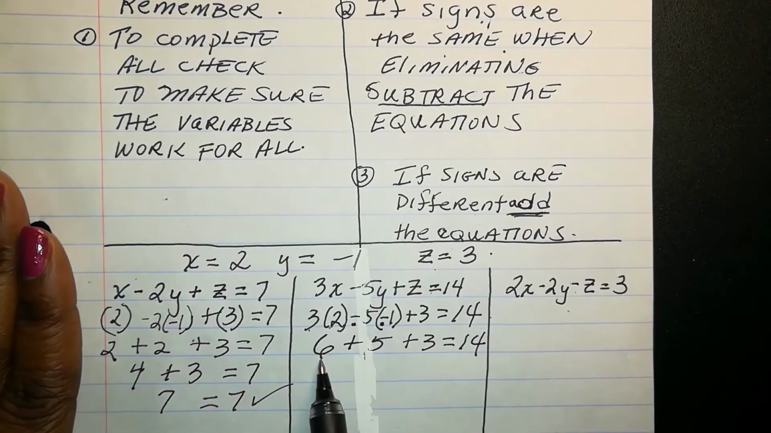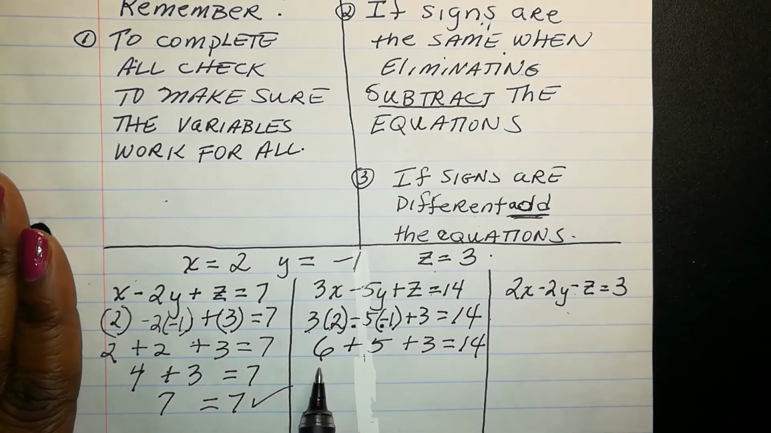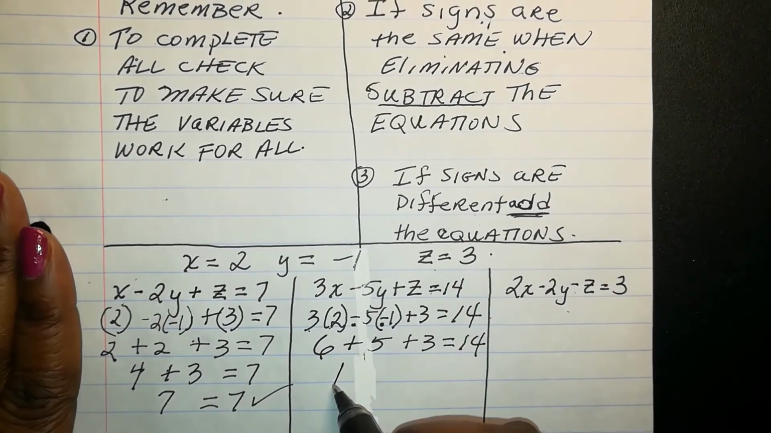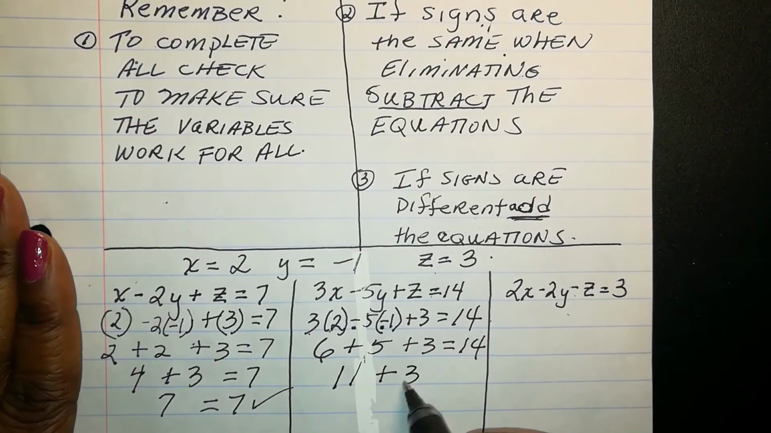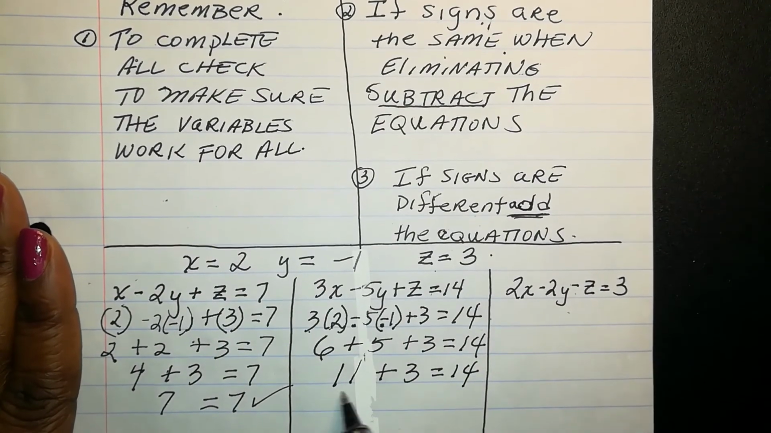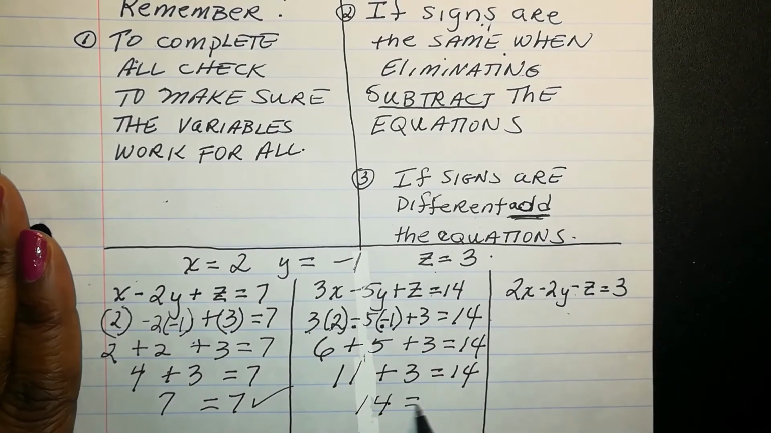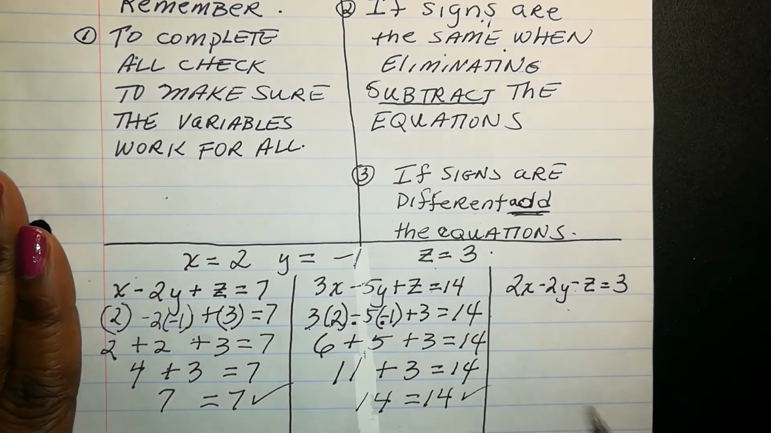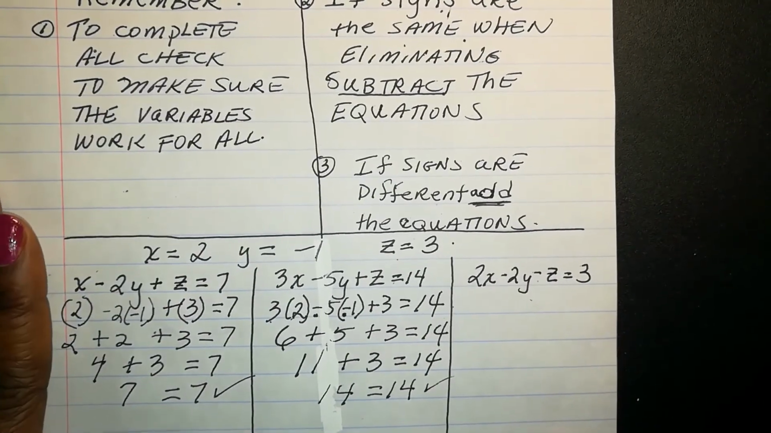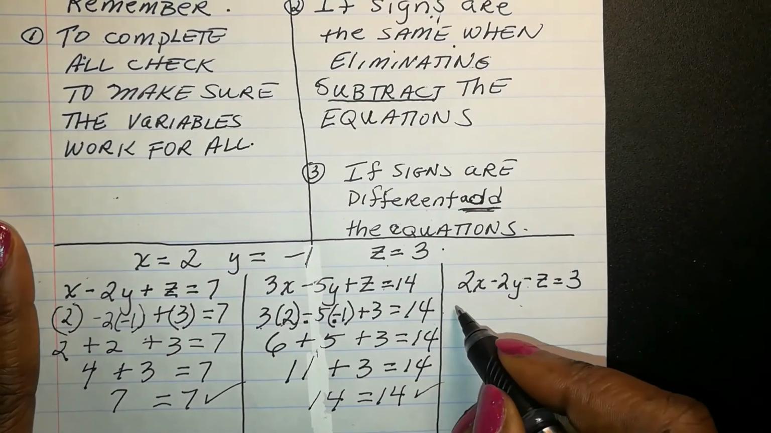So here we go. What is 6? We're going to do order of operations, so we must go from left to right. That's what we must do. 6 plus 5, that's 11. Plus 3 equals 14. Well, guess what? 11 plus 3 does equal 14. This is how you do a proper check. So let's learn to do a proper check so we're not doing half of a check. No good.